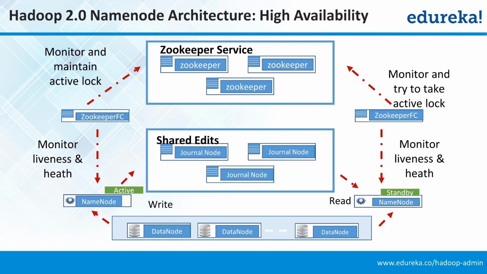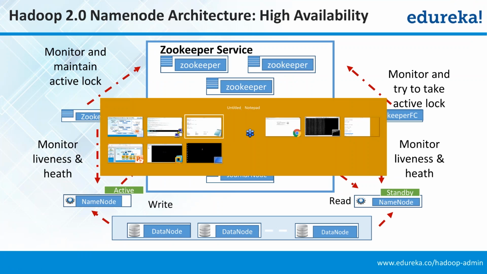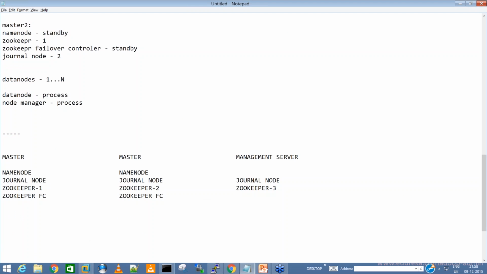So you can keep the JournalNodes on separate nodes, that's totally up to you, but because they are very lightweight processes, generally we keep our architecture like this: master node, master node, so two master nodes, and one management server. Like this we create our architecture generally. So in this case what I have done is I have got all the same nodes only, so I've got something like this.